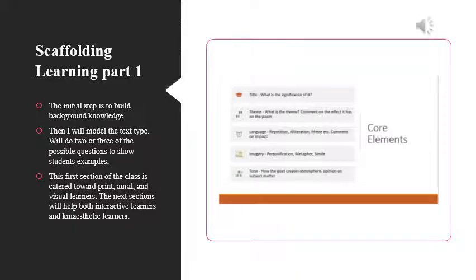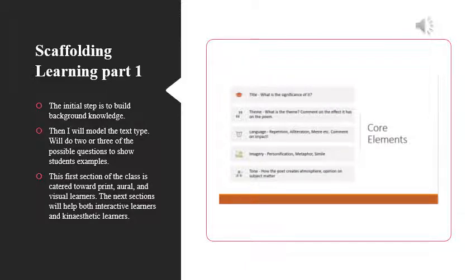Scaffolding Learning, Part 1. The initial step is to help build background knowledge. As previously stated, students will have knowledge how to react to poetry, so the focus will be on exactly what they will be asked about in the unseen poetry questions. I will show them a graphic, such as seen here, to help bring in visual learners, as well as give an easy reference guide for all students.